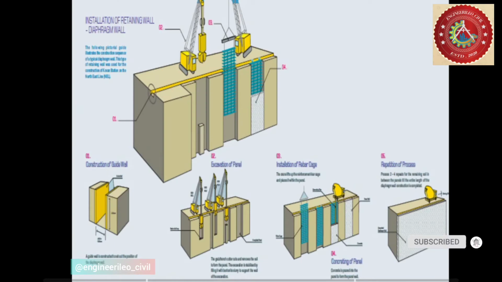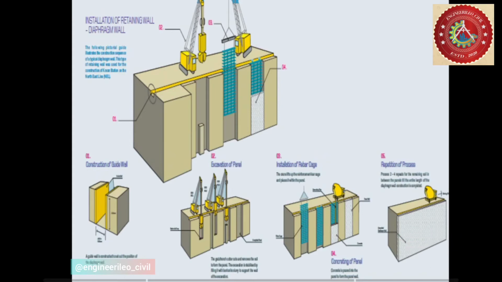You can see here in more detail the installation of the retaining wall, or a diaphragm wall. The second method: construction of guide wall has been done. Excavation of panel, installation of rebar cage, and then concreting of the panel, and finally repetition of this process has been done. The process has been repeatedly done.